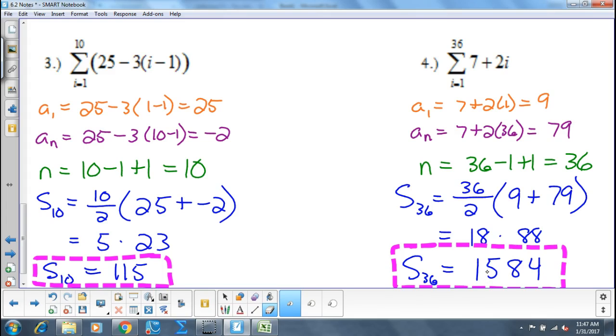Make that 15 look good. Questions on that? Okay.